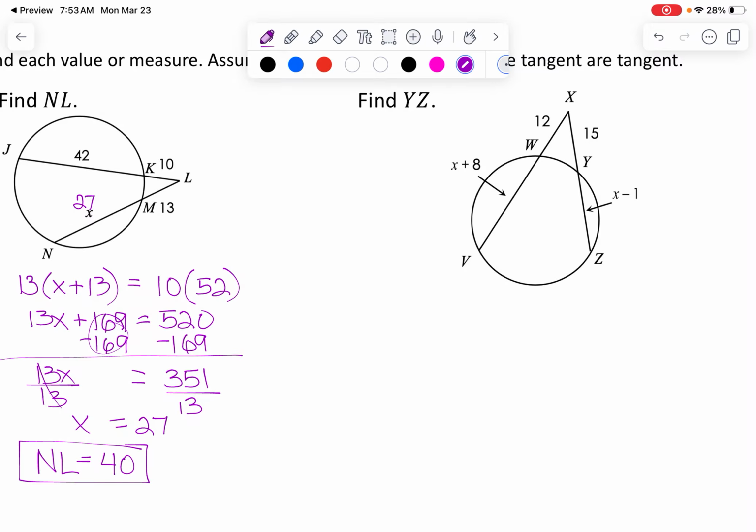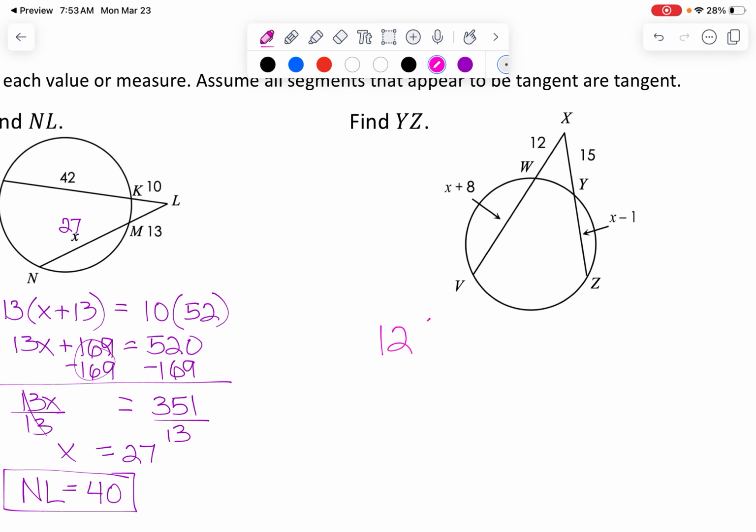Let's try another one just to make sure these make sense. This one we need to find YZ. And again, we have the same kind of situation. I'm going to start with 12, the outside, times the whole thing, which would be 12 plus x plus 8. If I add these two together, I'm going to get x plus 20.